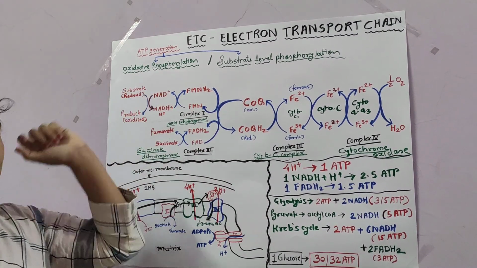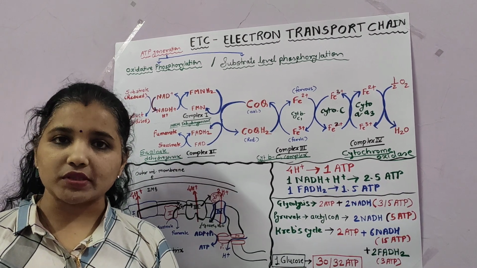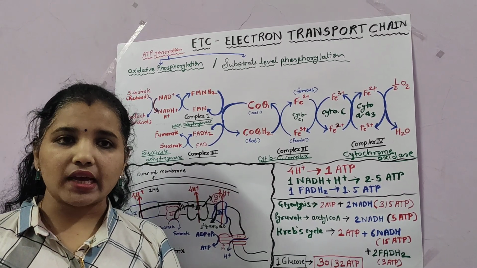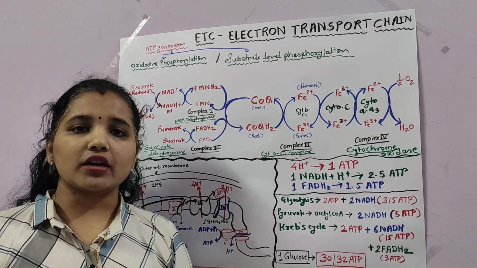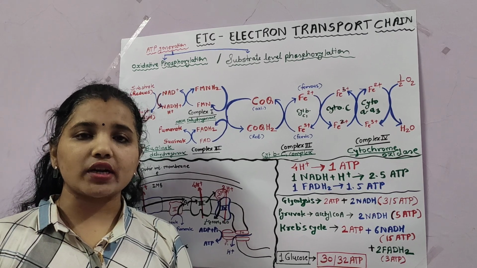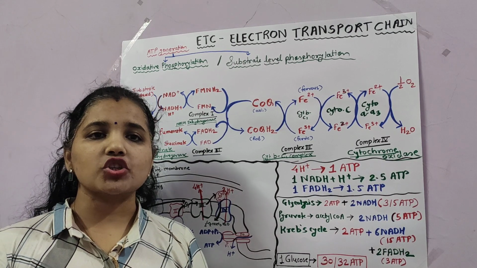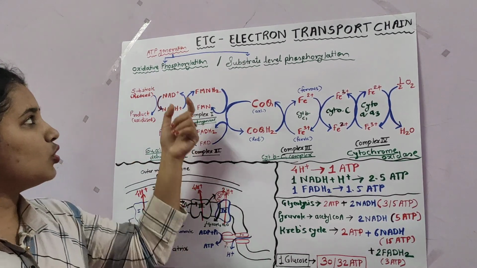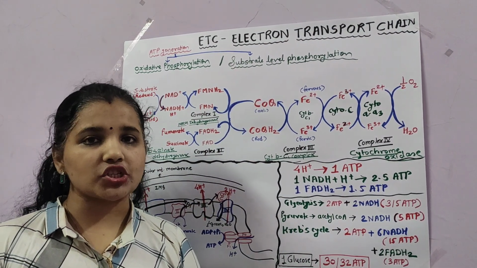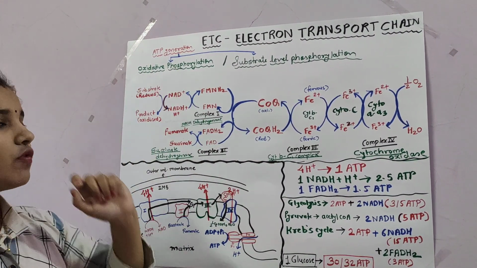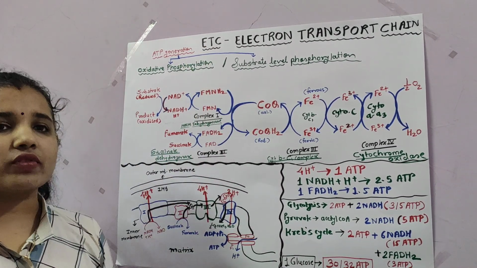And oxidative phosphorylation: there is the oxidation of the substrate to produce the reduced coenzymes NADH plus H plus and FADH2. These reduced coenzymes need to be transported through the electron transport chain, and hence there is the generation of ATP. So when the ETC is involved in the process of ATP generation, it is known as oxidative phosphorylation.